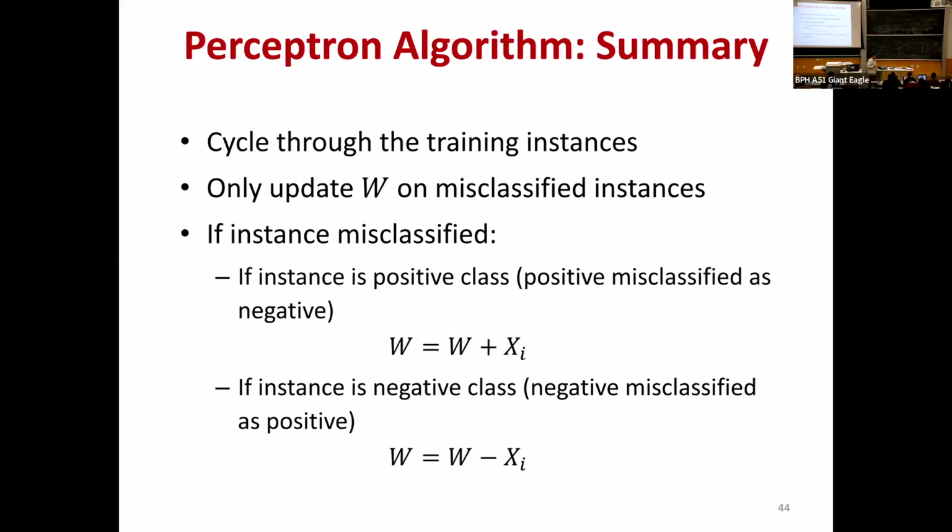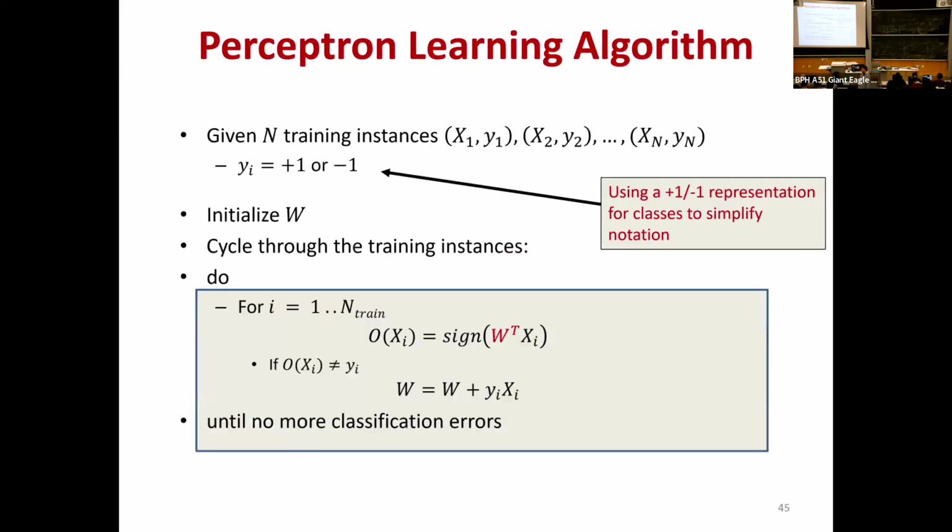If you get any negative instance that's misclassified, then you drag the weight vector towards the optimal weight vector for that x, which is to say you drag it towards minus x. You subtract x from W. Make sense? And so here's the perceptron learning algorithm.